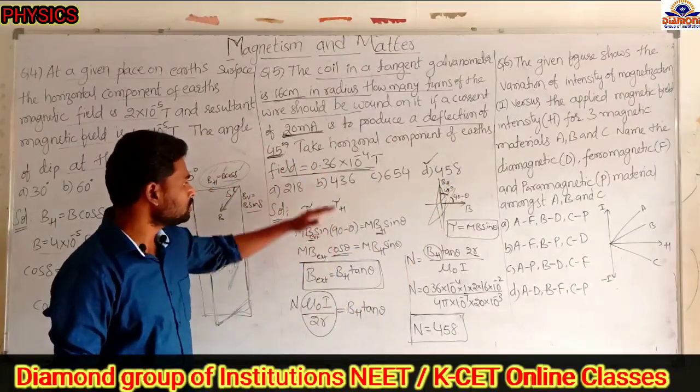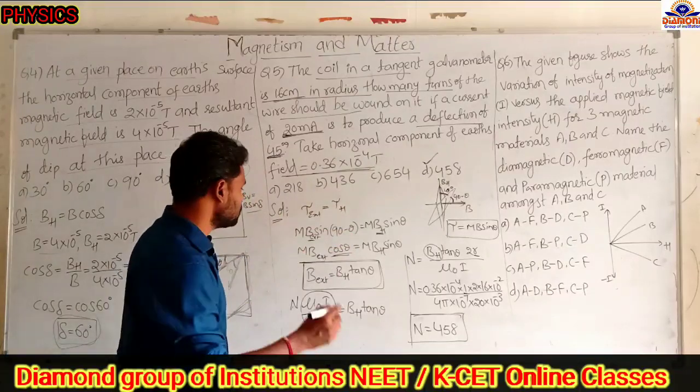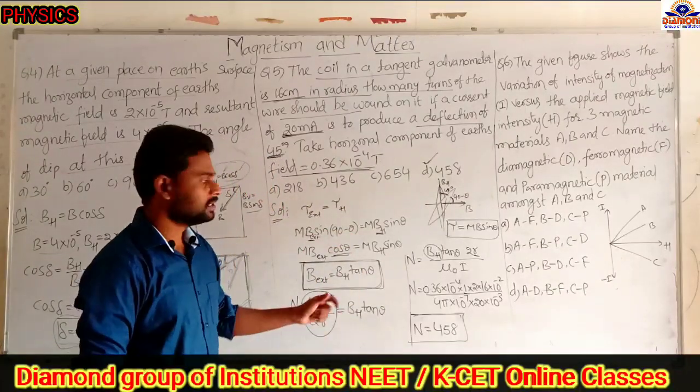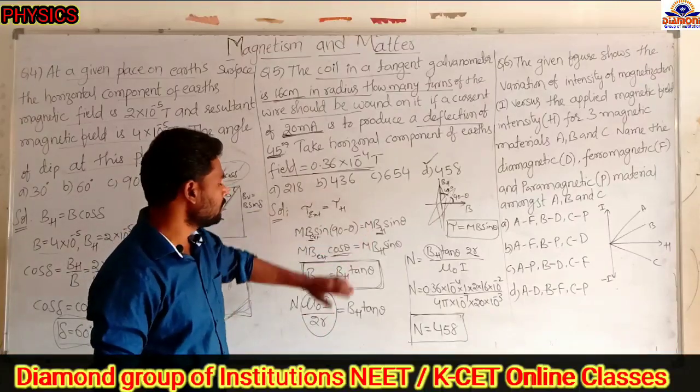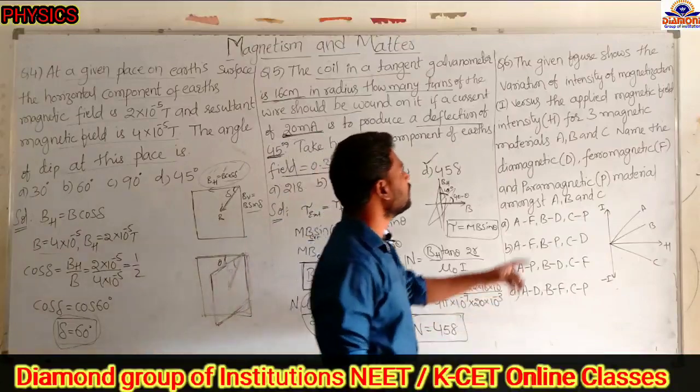So option D is the right answer. Solve in this way. This is for your understanding purpose that I explained this. Simply you have to use the final result only: B external equals BH into tan theta. No need to do these steps. Remember this formula and proceed. Okay, let's see the next question.